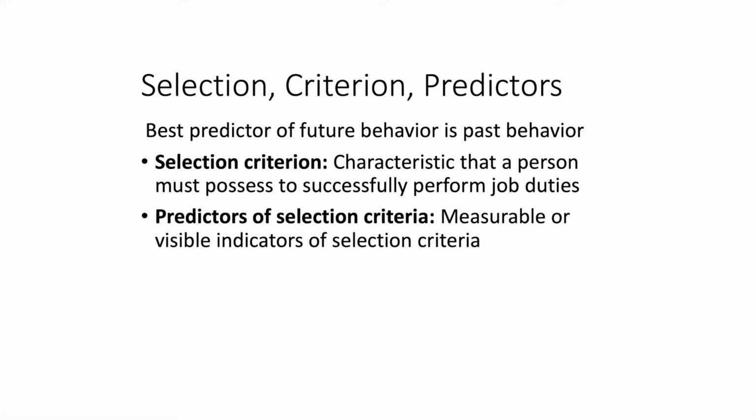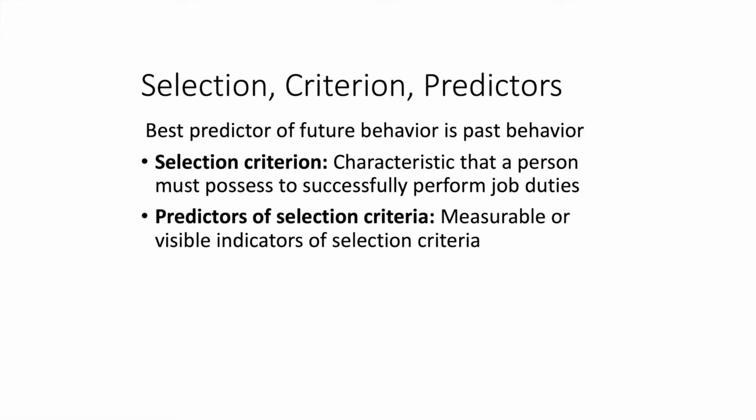But now, how do we know if the person can work on an engine or be able to work with certain tools? Well, we have predictors of the selection criteria, and these are measurable or visible indicators of selection criteria. We may require that they show us a license, that they are certified to be a mechanic. We may have them go in and point out different parts of an engine that they would be working on. They may be asked to perform certain functions to be able to demonstrate that they know what they're doing. So all of these would be a good predictor of the selection criteria.